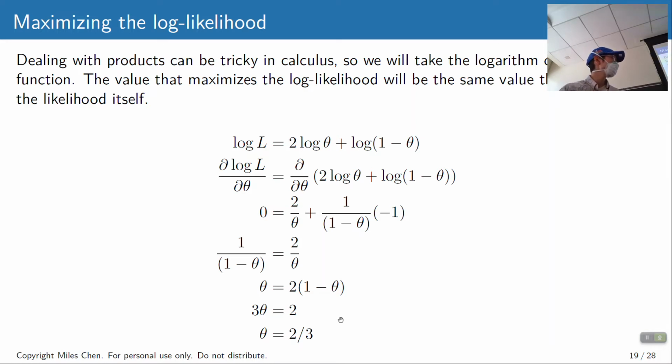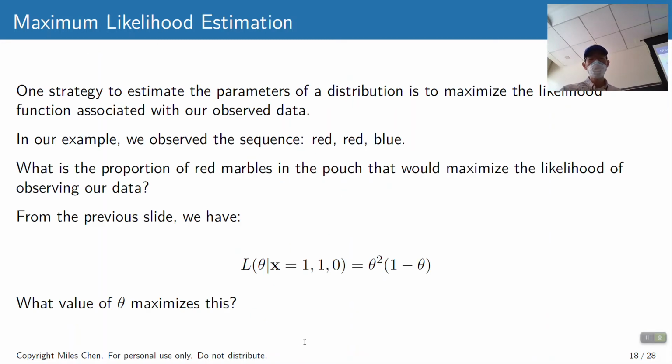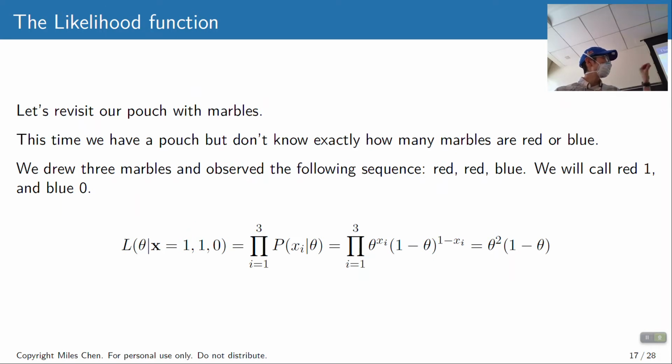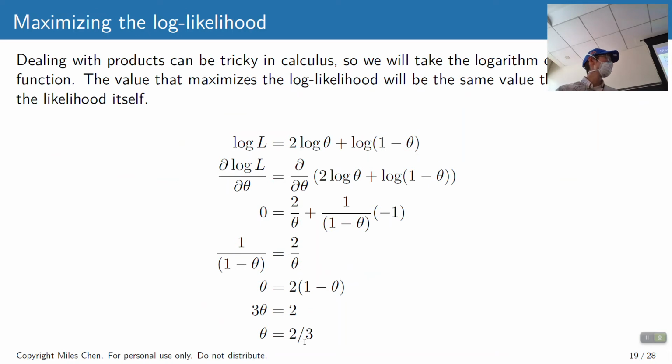And so this will be the value of theta that maximizes the likelihood of my data. This kind of matches our intuitive sense. If I drew 3 marbles from the bag, 2 of them red and 1 blue, then our guess for what proportion is red in the bag would be 2/3. That matches our intuition, and when we follow maximizing the log likelihood, we get that.